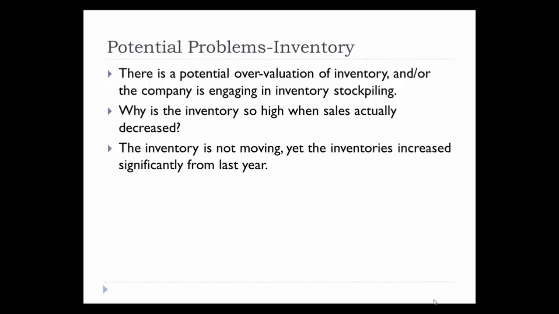Is there potential for obsolescence? Right? You might break it down by inventory product to see if there's a particular product where the inventory is not moving. So again, you'd have to get more information as to why that number would go up and be able to determine whether or not there's an obsolescence issue. If the inventory is not moving, again, why is it increasing significantly from the prior year?